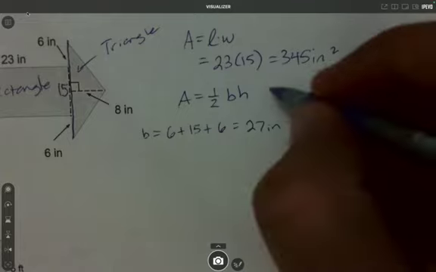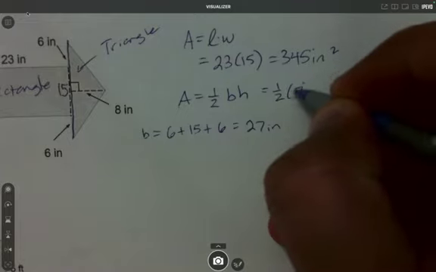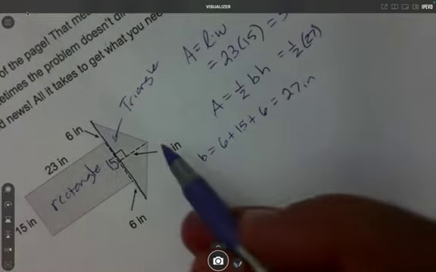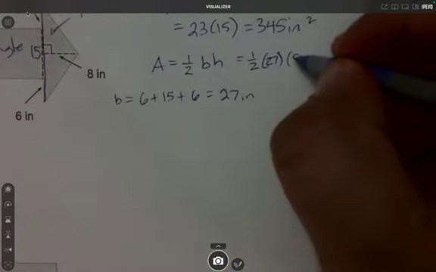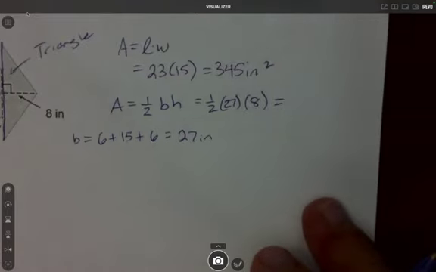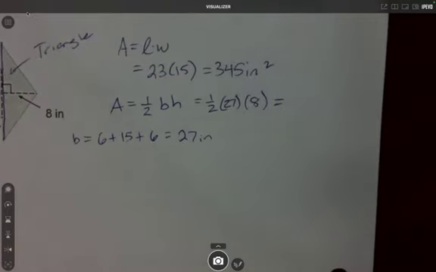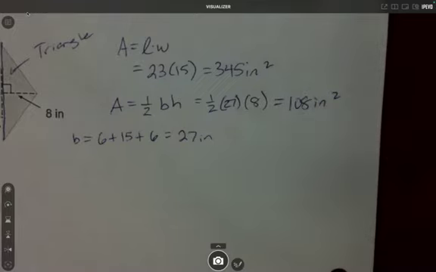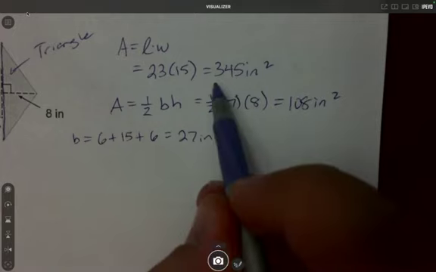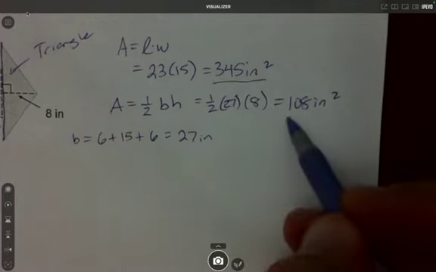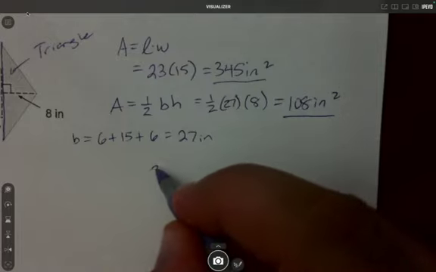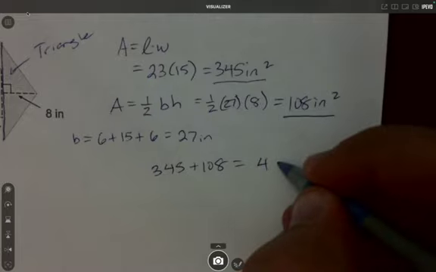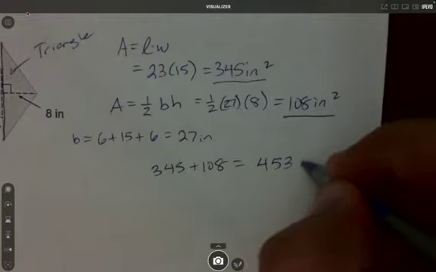So now we do the formula. Half times the base, which is 27, times the height, which is 8. So the area of that triangle is 108 square inches. So we've got the area of the rectangle here, the area of the triangle here. If you add those two together, you get 453 square inches.